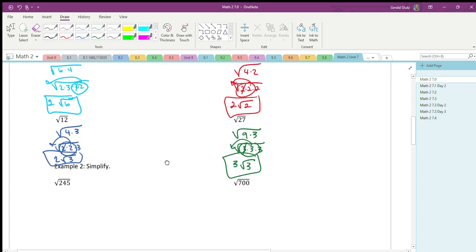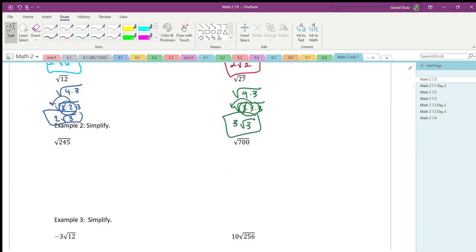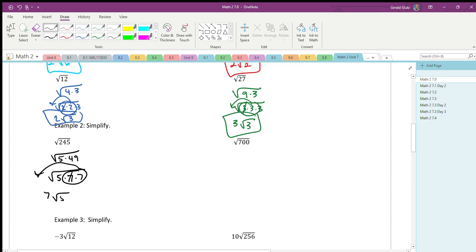Now moving on to example 2. We have to simplify these bigger numbers. We do the same thing, except we just have to find factors of bigger numbers. Since this ends in a 5, I know that 5 goes into this number. If you divide 245 by 5, you should get 49. I can't break down 5. 5 is a prime number, so I can't factor it. But I can factor 49. 49 is 7 times 7. So now we have a pair of 7's. One 7 goes away, the other one comes out. And there's still a 5 inside, so 7 root 5 would be the answer.